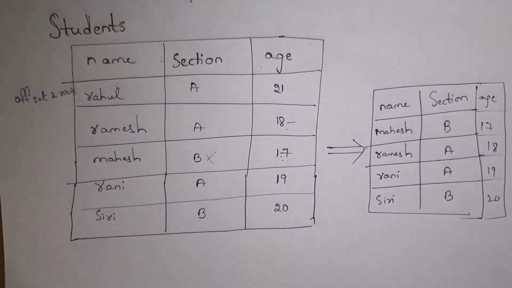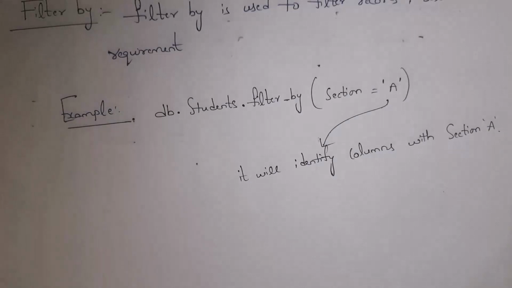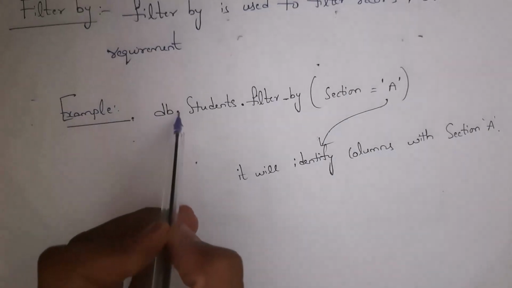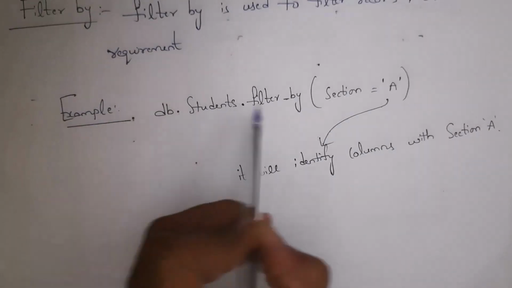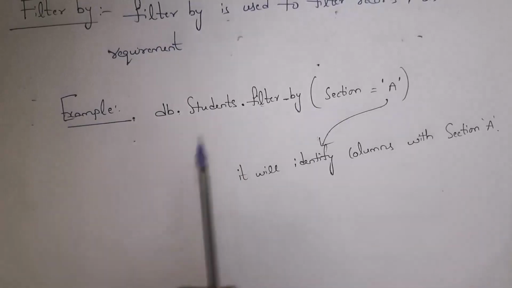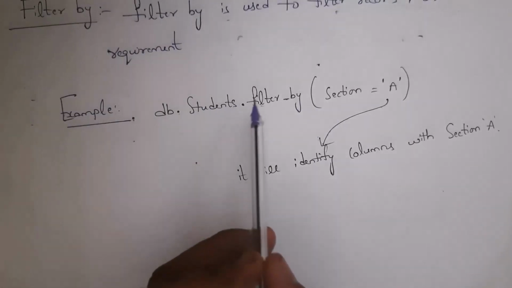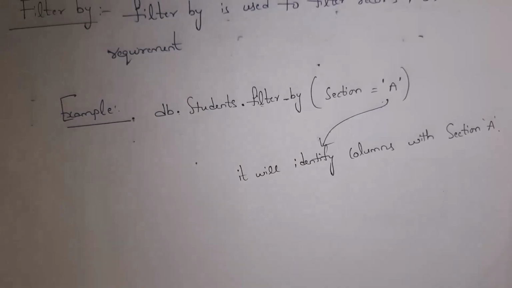I want to acquire only section A data. So you just need to write here db.table_name, that is students.filter by section A. Whenever you write db.students.filter by section A, it will print only section A data.